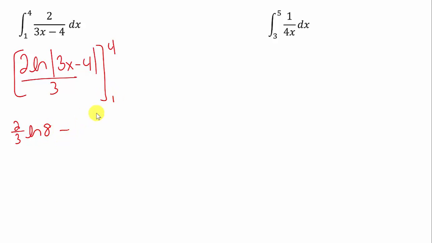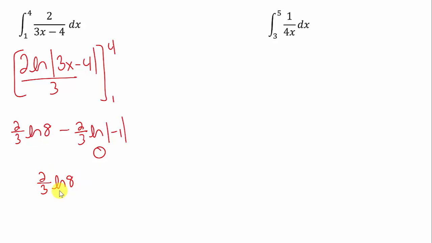Minus what I get when I plug in a 1, which is going to be 2/3 times the natural log of 3. 1 times 3 is 3, minus 4 is negative 1, and that's negative, so I definitely need that absolute value. Now let's simplify this a little bit further. This negative 1 inside absolute value means positive 1, and the natural log of positive 1 is 0, and 0 times 2/3 is 0, so that whole thing becomes 0. So really all I'm left with is 2/3 times the natural log of 8.